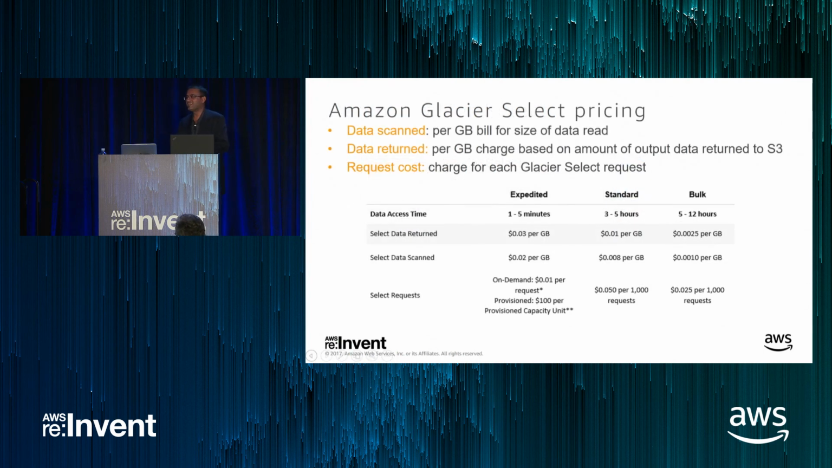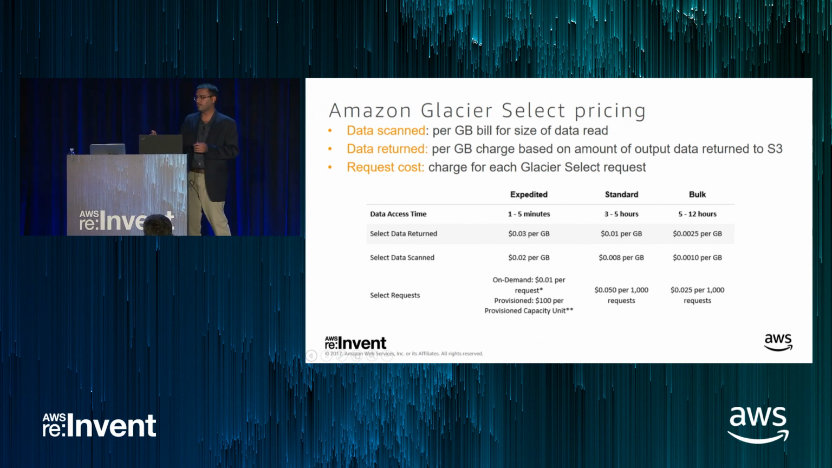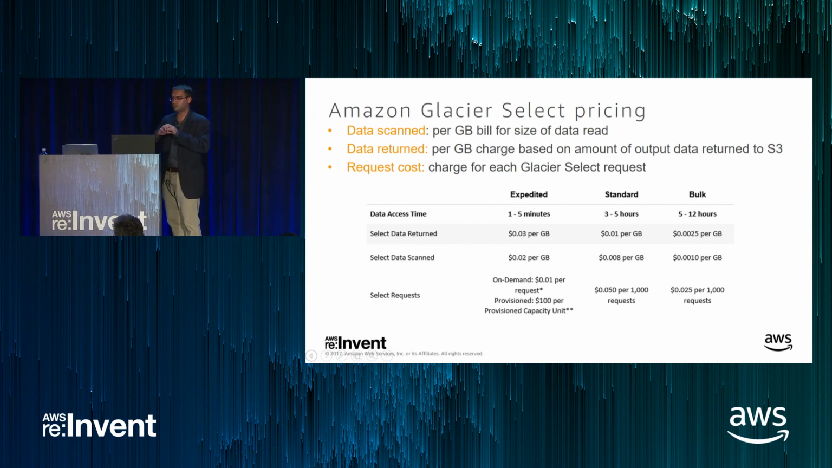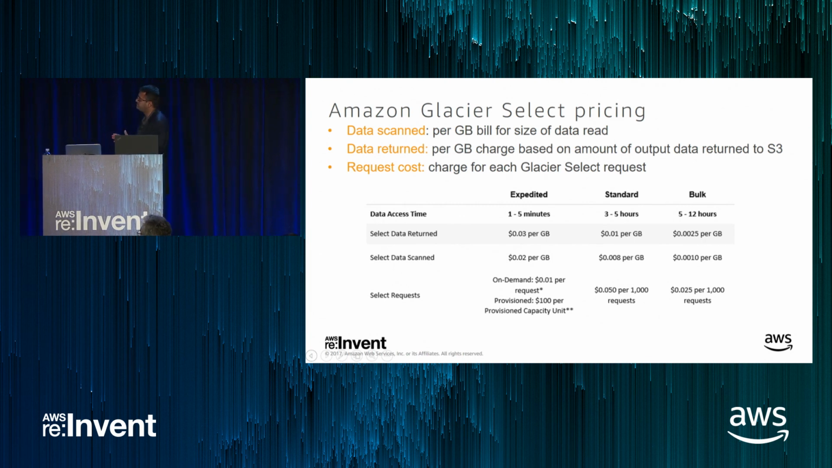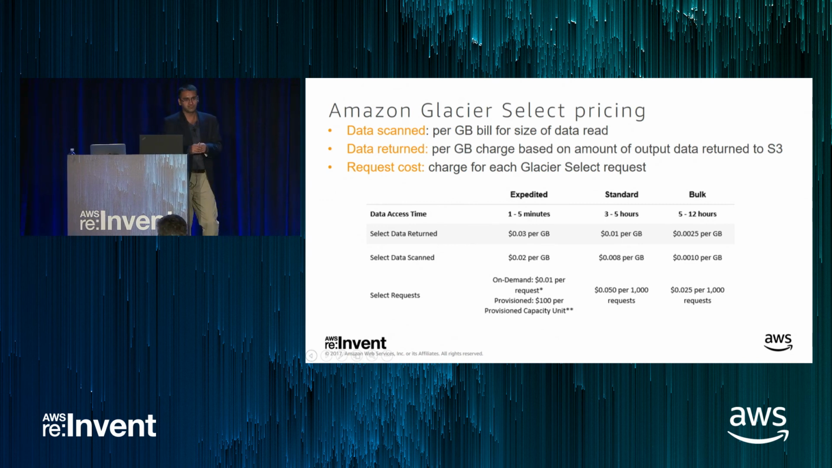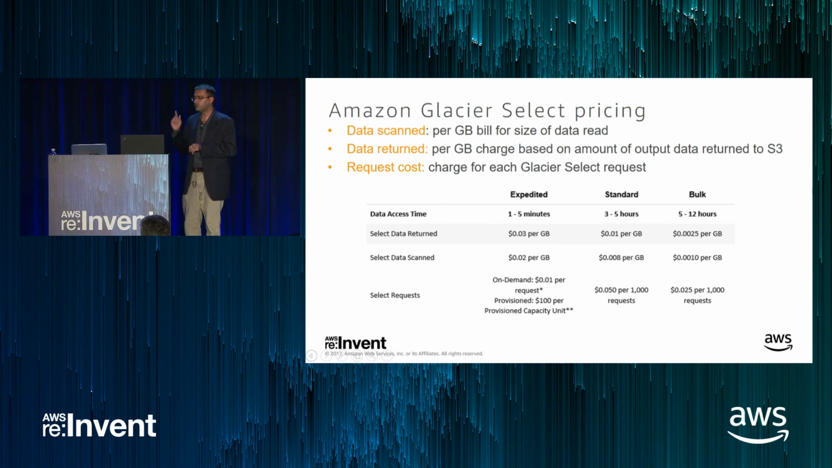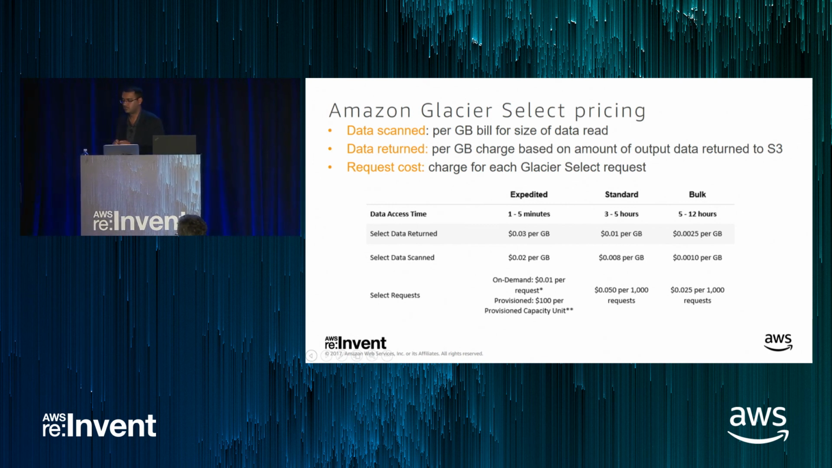OK, so with that, let's talk about pricing. The way we price this is we charge you on data scanned, on data returned, and a request cost. What this means is when you send a Glacier Select request, you are charged for the total amount of data scanned, and then the amount of data that was returned to you. Hypothetically, if you had a 1 gigabyte object and you only need 1 megabyte, if you were to restore it, that 1 gigabyte would cost you 3 cents in expedited.